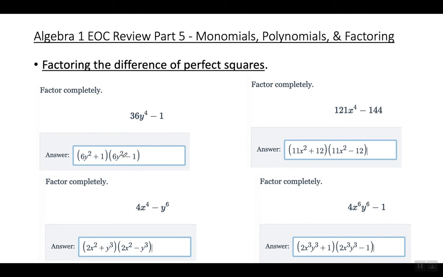Those are more examples. They get a little bit more complicated, but it's the same basic concept. Again, you should look at them and try them out yourself.